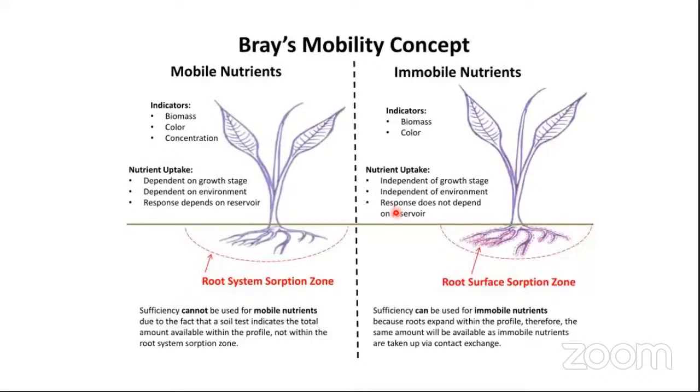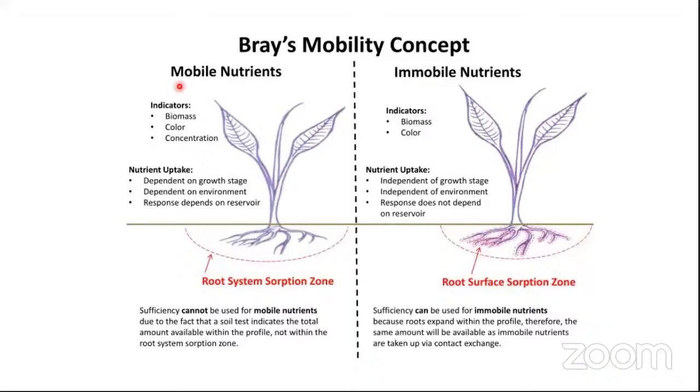So in particular, students, mobile nutrient sufficiency cannot be used, due to the factors of soil. A soil test indicates the total amount available within the profile, not within the root system. In mobile nutrients, we can see symptoms, especially per this Bray mobility concept, only on lower leaves, whereas in immobile nutrients, we can see symptoms on upper leaves. This plays a major role in understanding mobility deficiency.